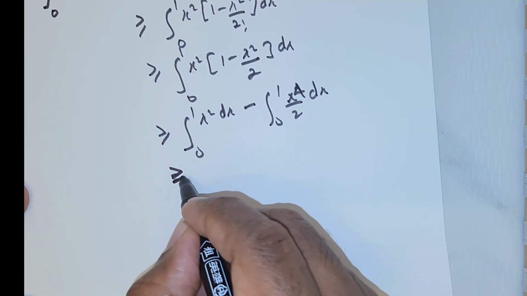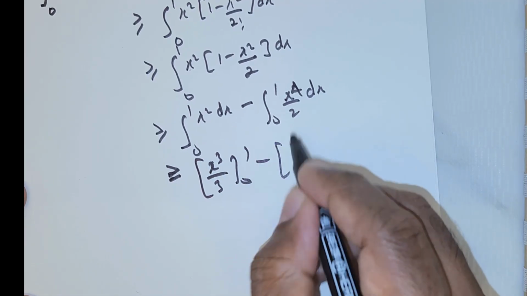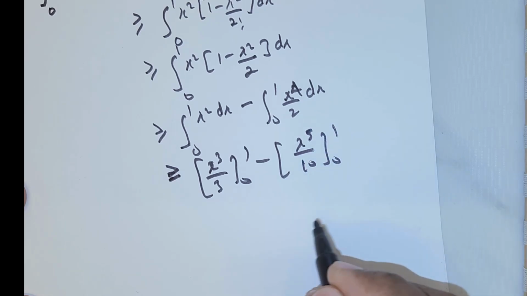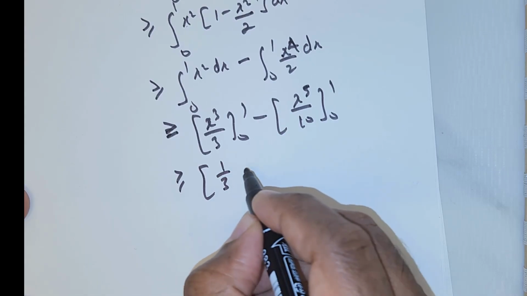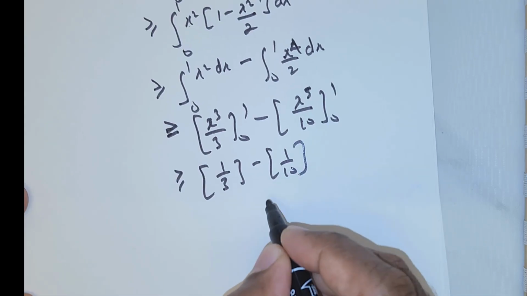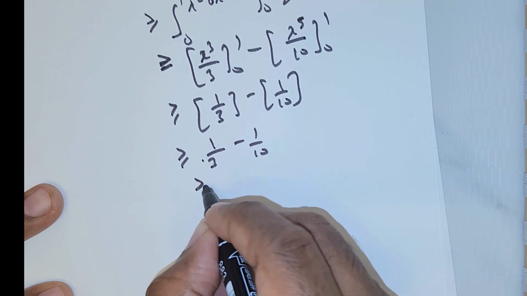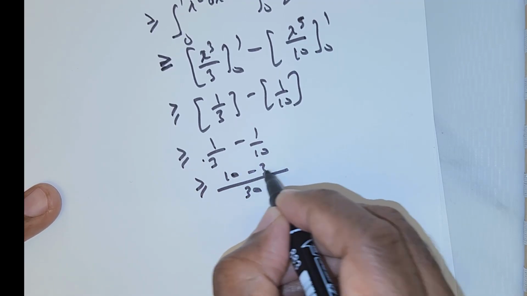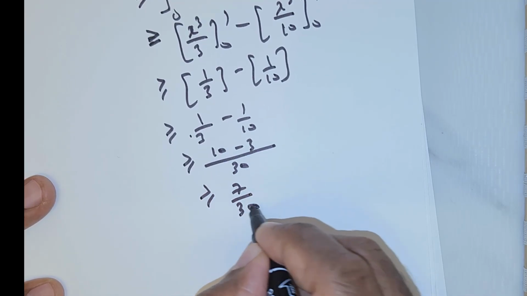I integrate this, I get x to the power of 3 over 3, the limits are 0 to 1. I integrate this, I get x to the power of 5 divided by 5 times 2 is 10, 0 to 1. This is greater than or equal to, I apply the upper limit, I get 1 over 3, and no need to apply the lower limit. I apply the upper limit, I get 1 over 10. So this is greater than or equal to 1 over 3 negative 1 over 10. The LCM is going to be 30, 3 divides 30 10 times, 10 divides 30 3 times. So this is greater than or equal to 10 negative 1, 7 over 30.